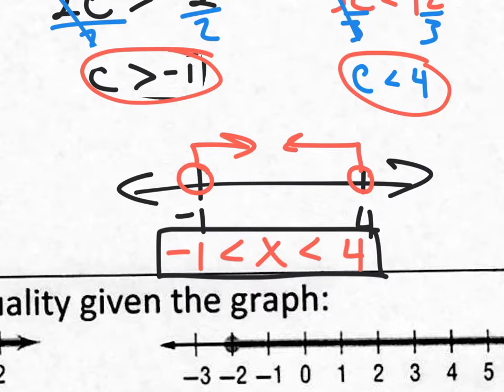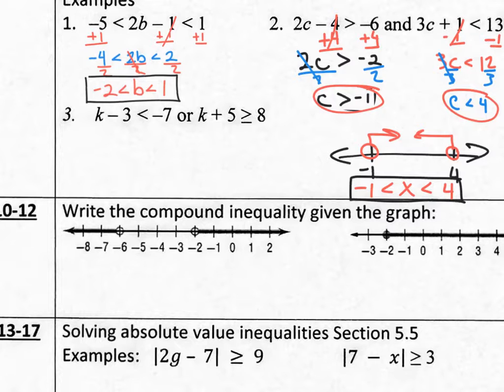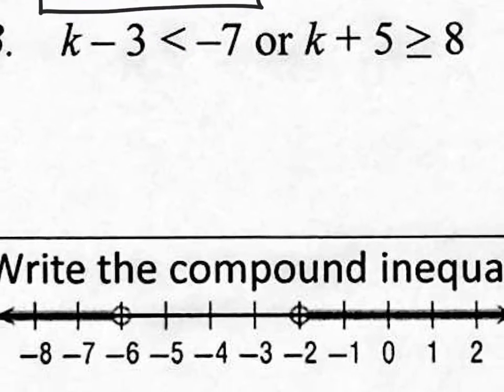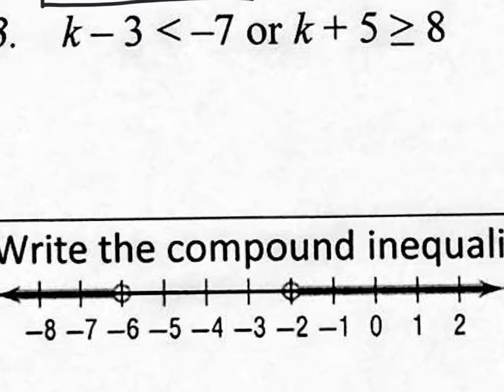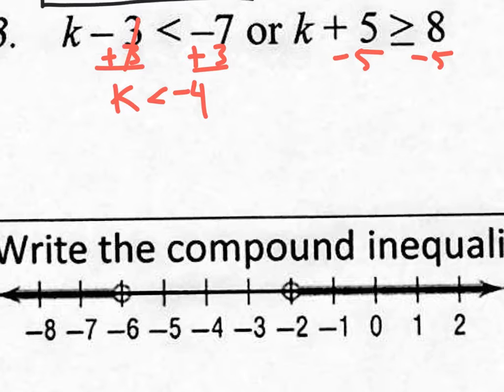Let's try another. So if you think about it, the word "and" implies that it's between here and here. Now the word "or" implies that it's going to be going that way or that way. Okay, so right here the areas are going to be apart. Let me show you that on number 3 here. You're going to solve both. Okay, so it's really easy. Plus 3, plus 3. You're going to have k. You didn't divide by a negative, so it stays the same with the negative 4 on the right side. Now that's an answer. Now let's do the other one, minus 5, minus 5. K is greater than or equal to 3.